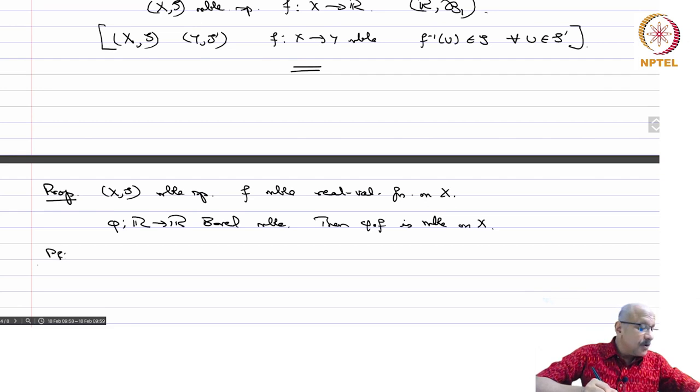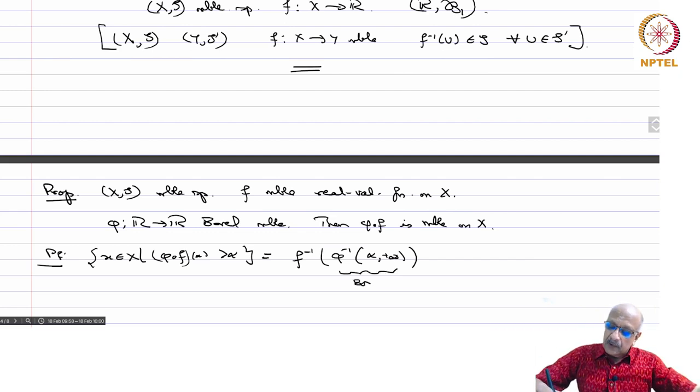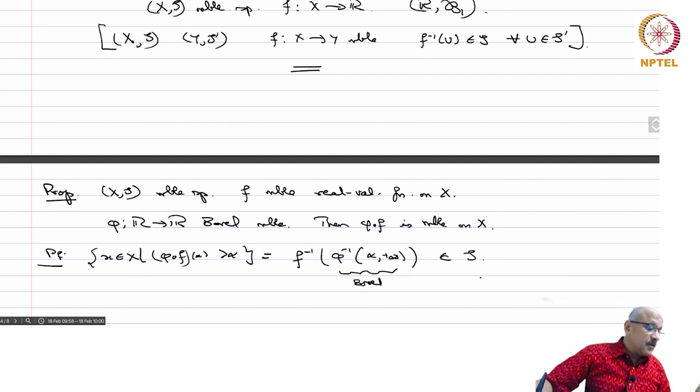So proof. The set of all x in X such that phi composed with f of x is bigger than alpha equals f inverse of phi inverse of alpha to plus infinity. Now this, phi being a Borel measurable function, is a Borel set, and by the previous lemma, because of the previous corollary, this belongs to S, and that proves the result.